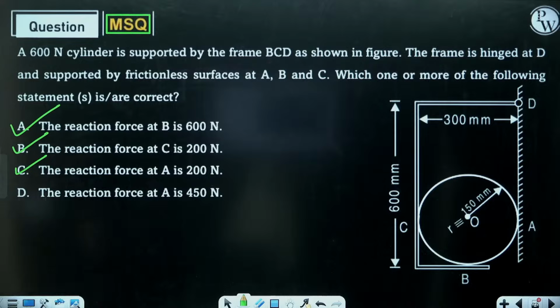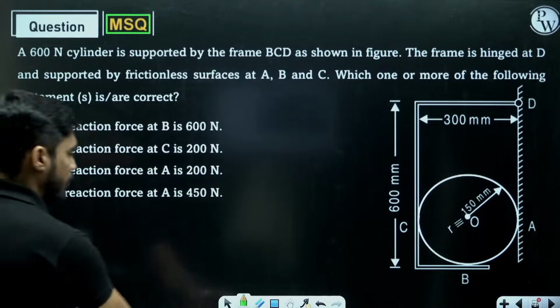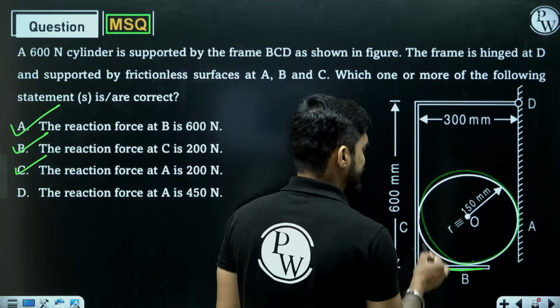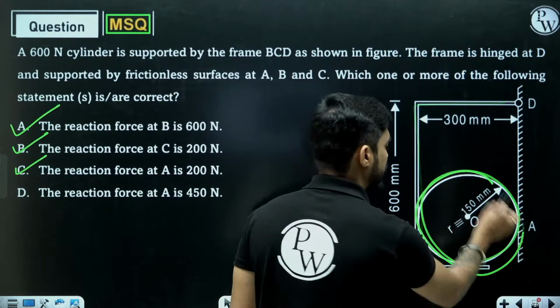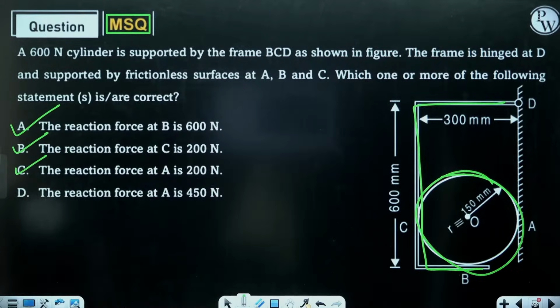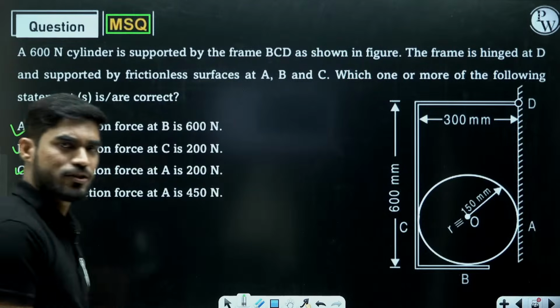So we now have three answers, A, B and C. This was a very interesting question where we had two different bodies. Just by considering one free body diagram, we were not able to solve the problem, so we considered two free body diagrams. Let's move on to the next question.